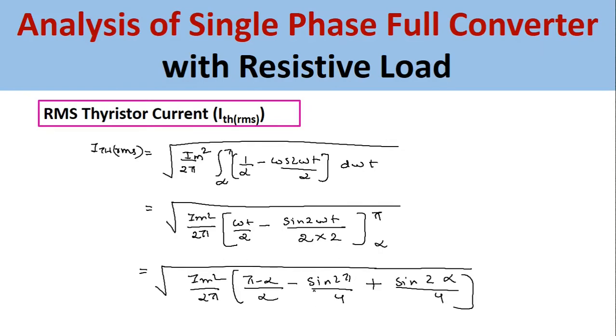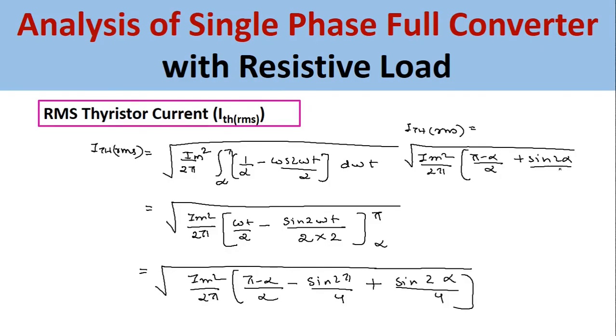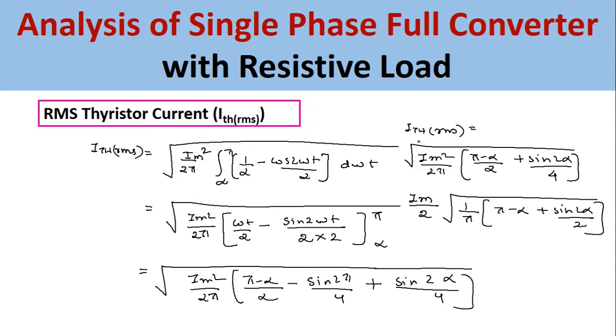Now this sine 2 pi will be equal to 0, so this whole term will be equal to 0. ITH RMS is equal to under root Im square upon 2 pi into (pi minus alpha divided by 2 plus sine 2 alpha divided by 4). Root 2 can be taken common from this equation, so we will get Im upon 2 into under root 1 upon pi into (pi minus alpha plus sine 2 alpha divided by 2). So this is the equation of the RMS thyristor current for single phase full converter with resistive load.